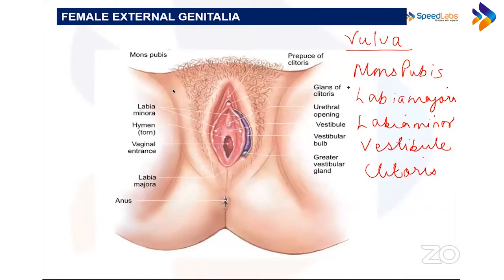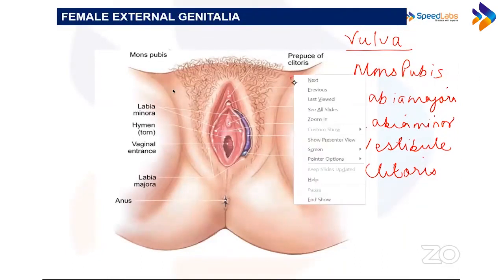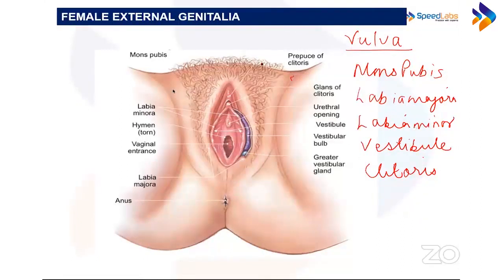So coming to the mons pubis, it is an elevated structure made up of adipose tissue and covered by skin, and it has pubic hair. So all over this is the mons pubis, you can see. All right, and then you can see two folds of skin.